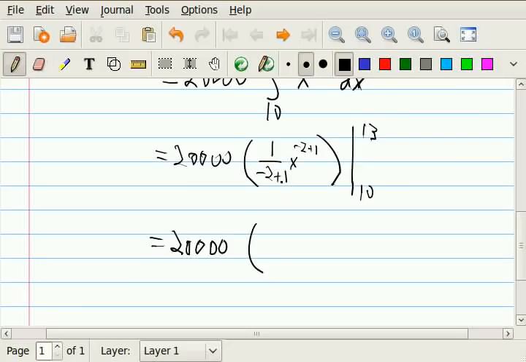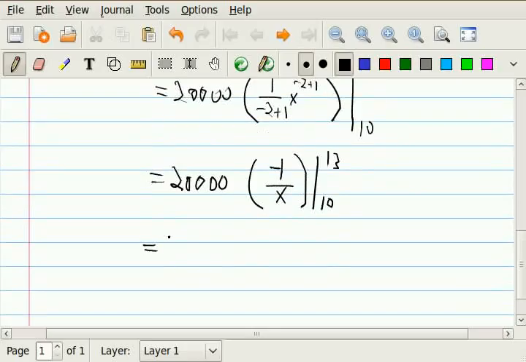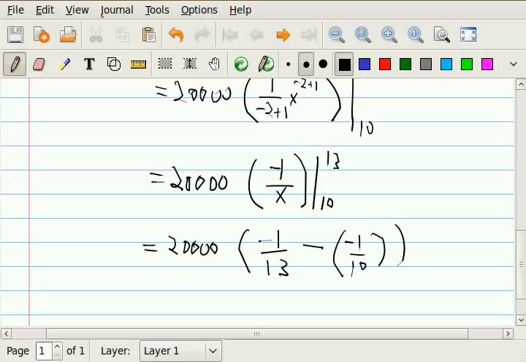We actually did this one in an earlier example. This is going to be 1 over negative 1, so negative x to the power negative 1, which is just negative 1 over x. Now let's put the numbers in. We get 20,000 times, substituting the limits: I put 13 into this antiderivative, so that's negative 1 over 13, minus, and here I put 10 in, so negative 1/10.